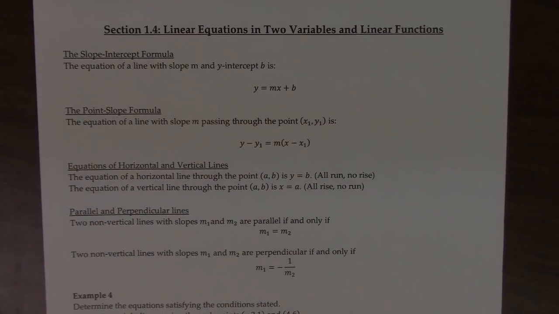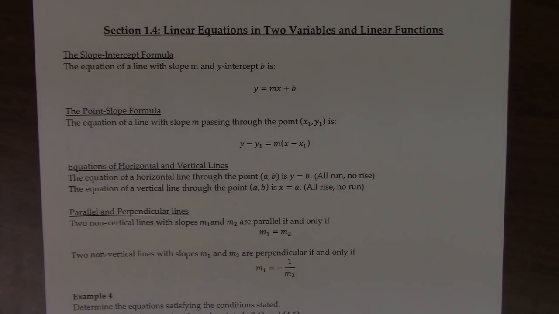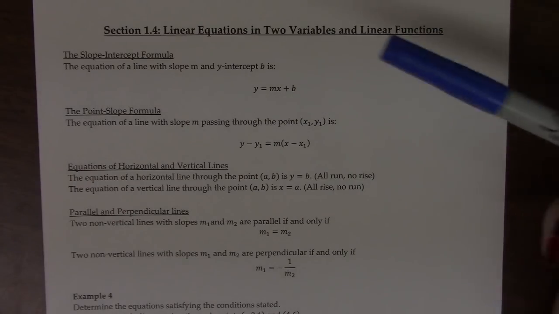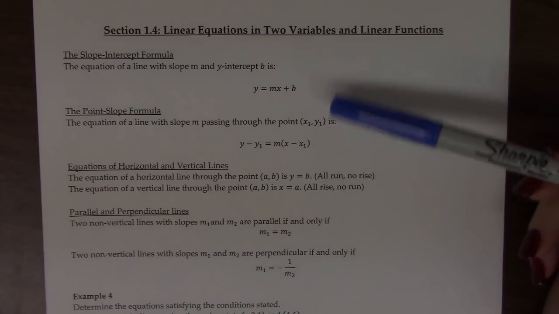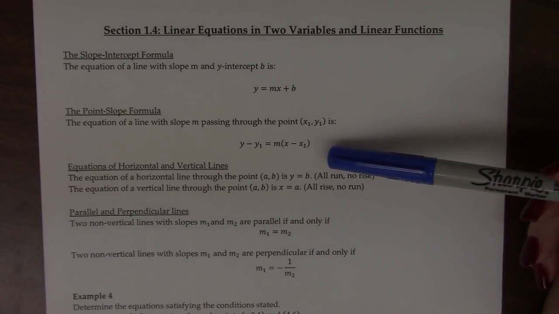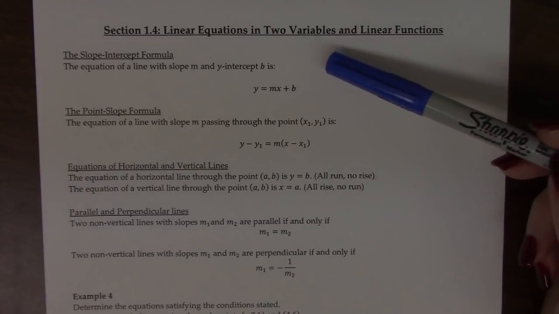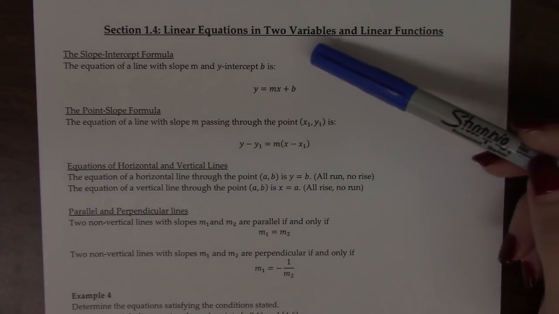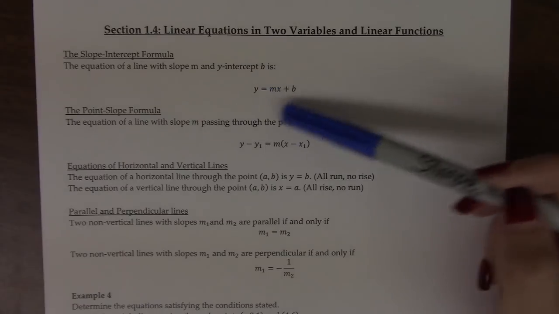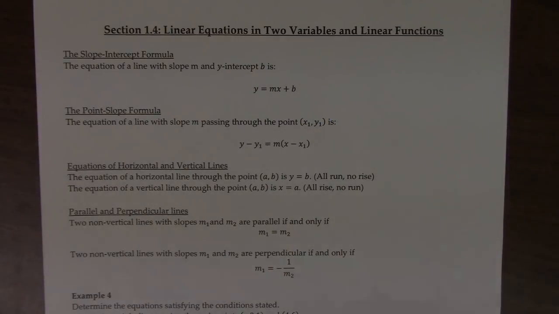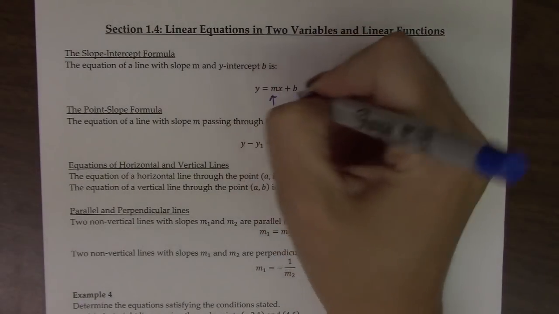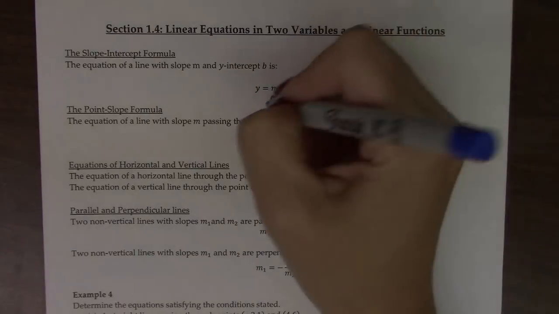Section 1.4 is linear equations in two variables and linear functions. So when we're talking about lines, keep in mind that there are two forms of the equation of the line that we usually use. One is called the slope-intercept form, and the reason we give it this name is because when we're looking at the line, we can visually see the slope and the intercept, right?